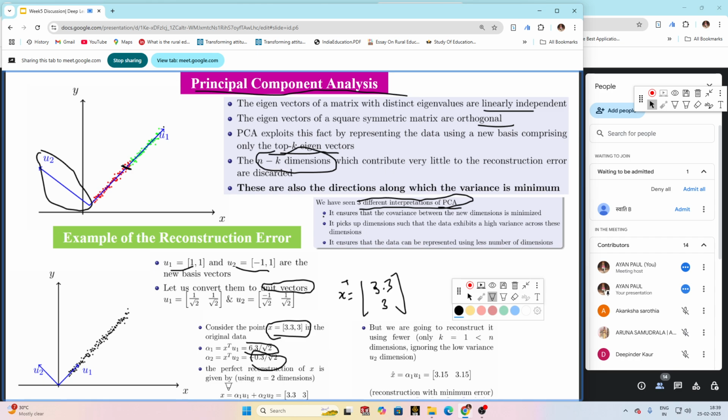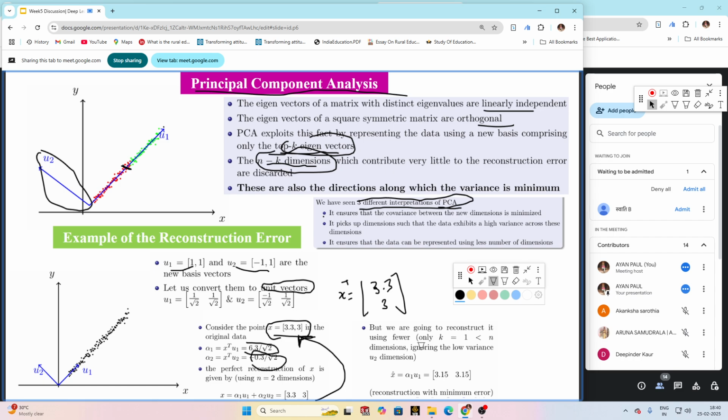Now we can reconstruct it. Whenever you reconstruct it, that is alpha 1 into u1 plus alpha 2 into u2, you will arrive at the same x. So our reconstruction error here is 0 because we have utilized all the two principal components. But the question is, in principal component analysis, we only take top k eigenvectors and eliminate the n minus k eigenvectors.